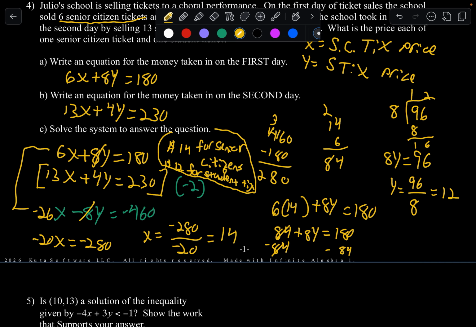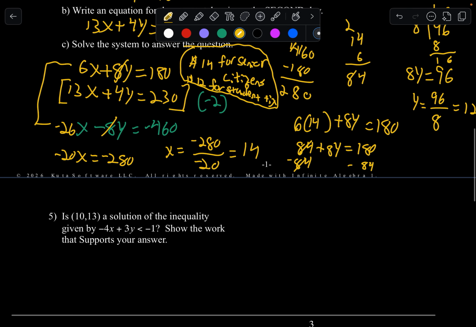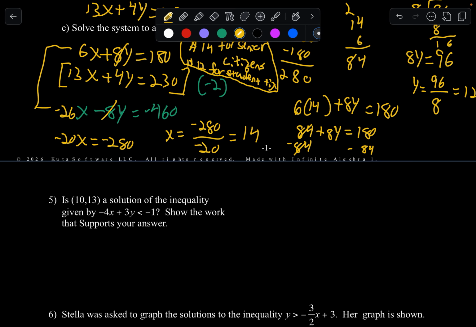All right. Notice I didn't just give you the ordered pair 14, 12. I put it in context of the problem. All right. Is 10, 13 a solution of the inequality given by negative 4x plus 3y less than negative 1? Show your work that supports your answer.